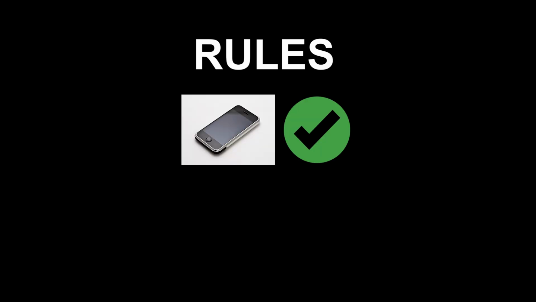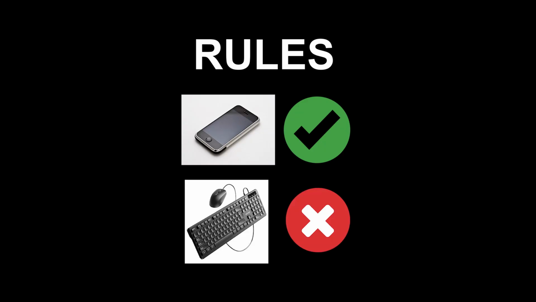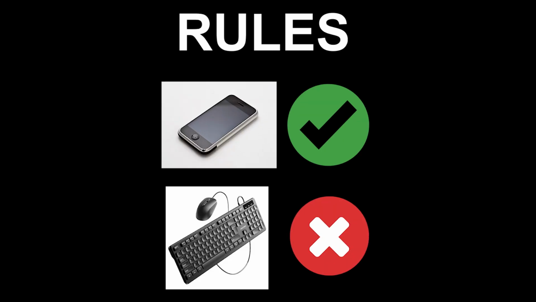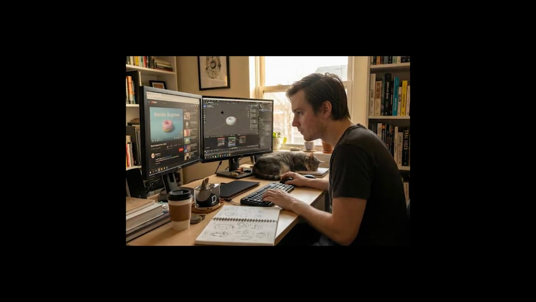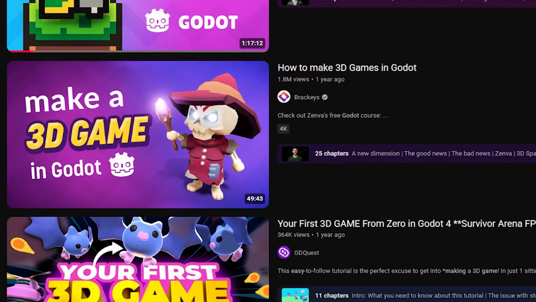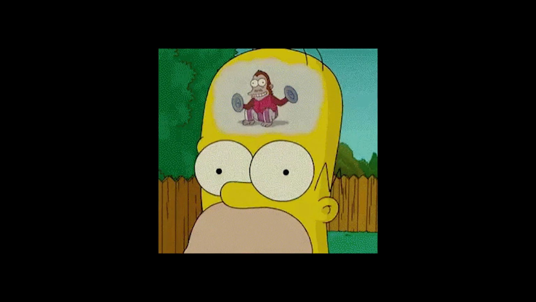Rules are simple. I can only use my phone with no external peripherals for every part of the development process. So I can't even make assets for the game outside of my phone, and I can't look up stuff or watch any tutorials at all. Everything has to be made using what I already know.